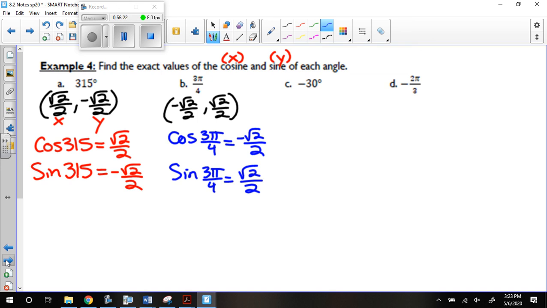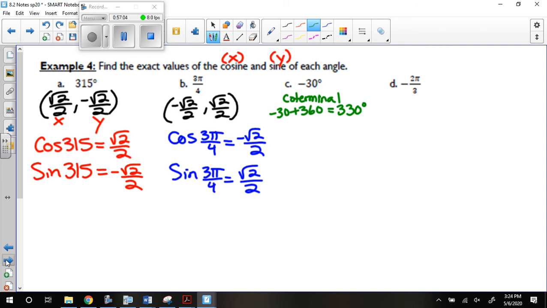Okay, negative 30 degrees. You kind of have two options here. You can get a coterminal angle for 30 degrees, or you can just go around the unit circle in the opposite direction 30 degrees. If I find a coterminal angle, I would add 360 to negative 30, which would be 330 degrees. So a negative 30 degree angle is the same as a 330 degree angle.